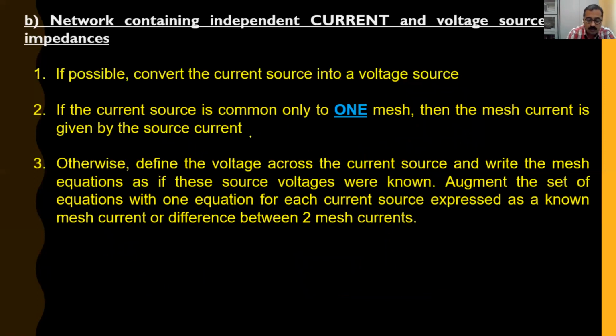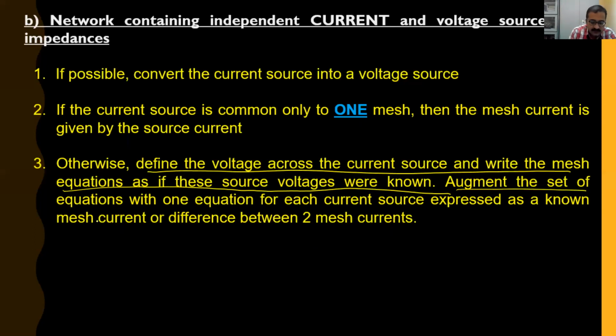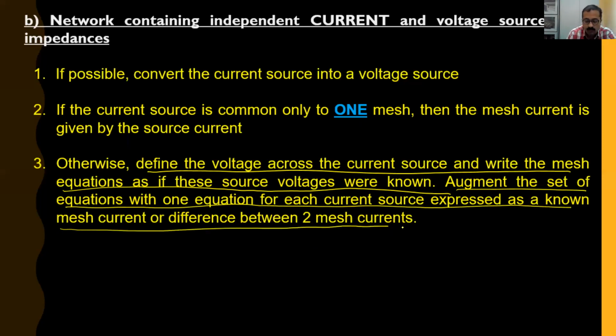Otherwise, what we have to do is define the voltage across the current source and write the mesh equations as if these source voltages were known. Then we have to augment the set of equations with one equation for each current source, expressed as a non-mesh current or difference between two mesh currents. We will take up one or two examples, then it will be clear.